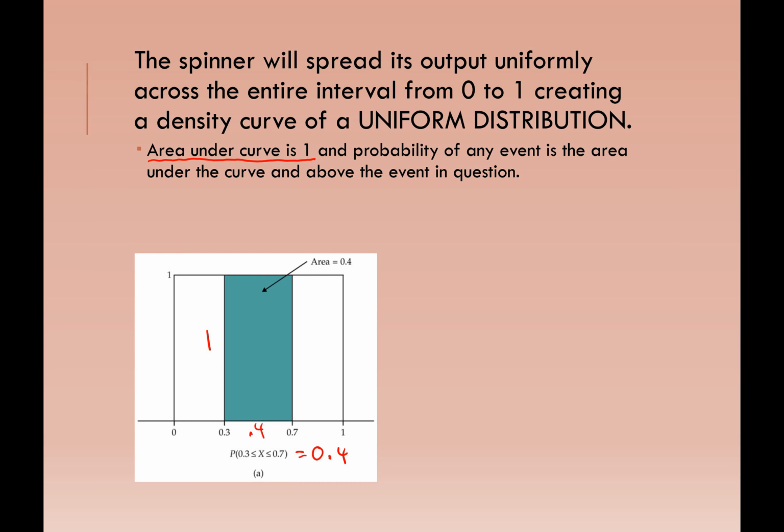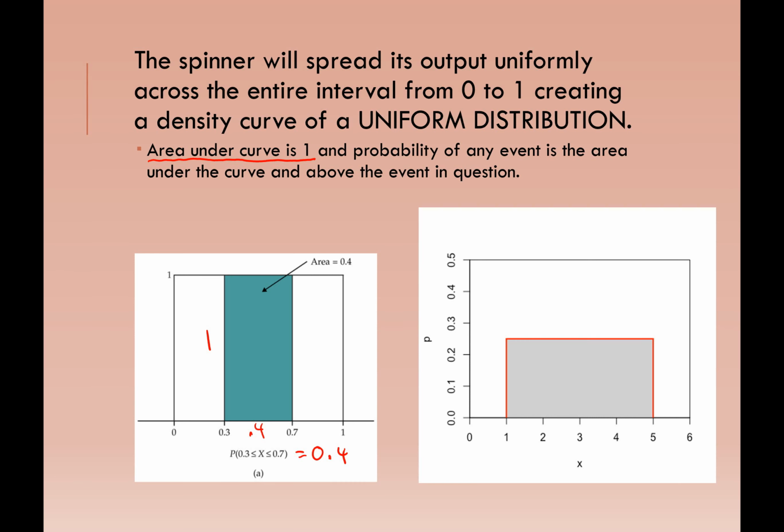Now your uniform distribution doesn't have to have a height of 1. Let's say you're rolling a die, then your uniform distribution would have a 1 through 6 and would have a height of 1/6.